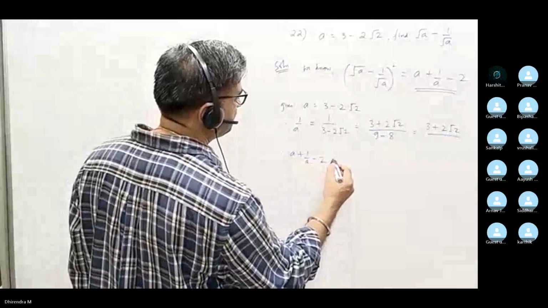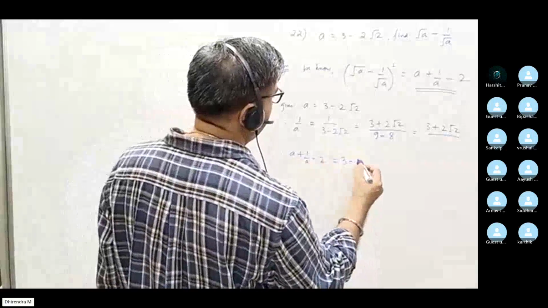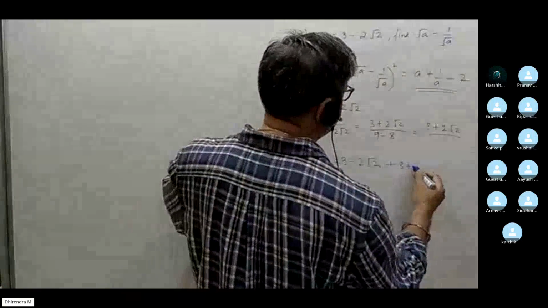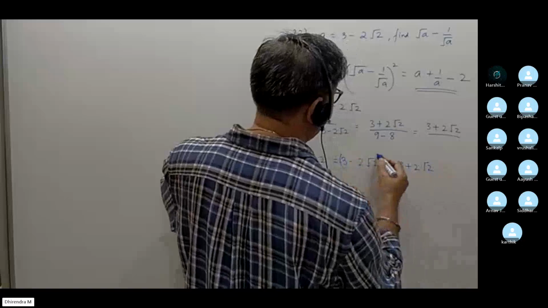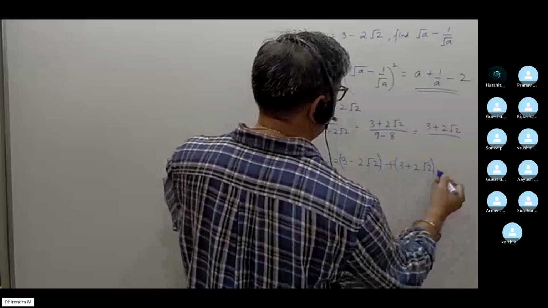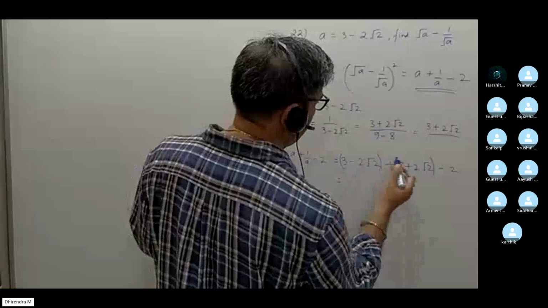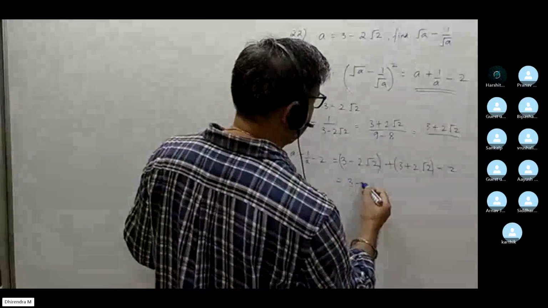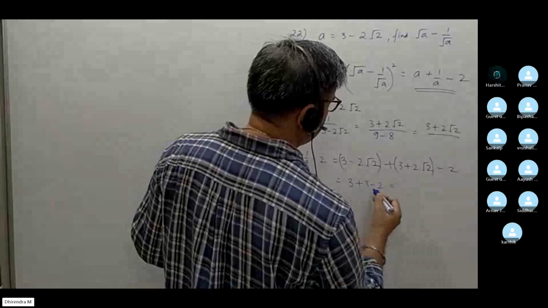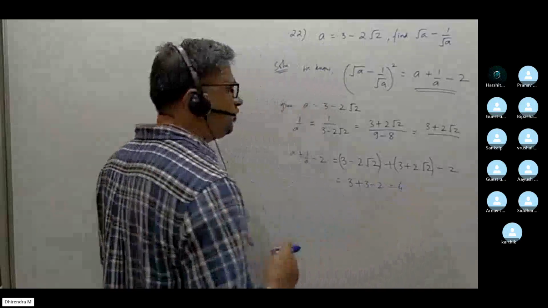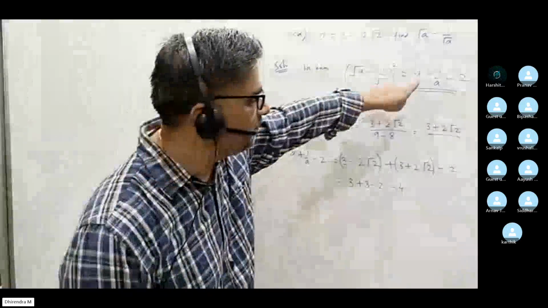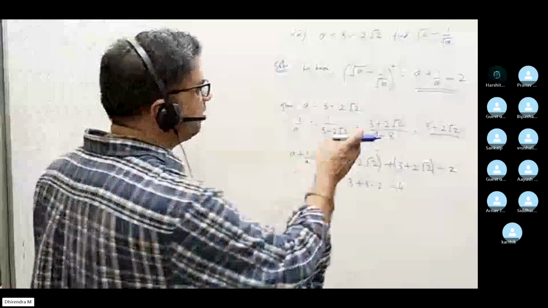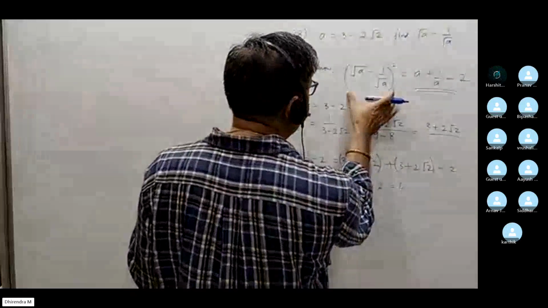Therefore, A plus 1 by A minus 2 comes to how much? A is 3 minus 2 root 2 plus 3 plus 2 root 2, this is 1 by A, minus 2. If you expand everything, minus 2 root 2 and plus 2 root 2 will get cancelled. End of the day, I get 3 plus 3 minus 2, so 6 minus 2, 4 is what I get. Are you convinced that A plus 1 by A minus 2 is equal to 4? Is everyone convinced? But this is not what we have to find.